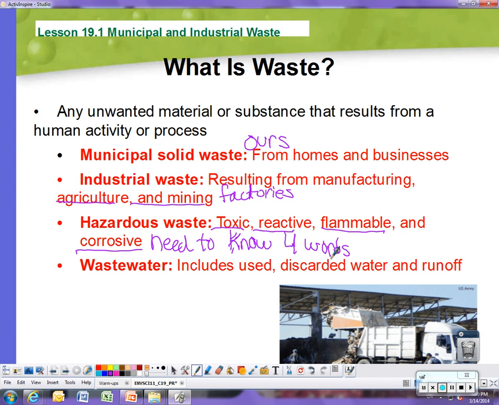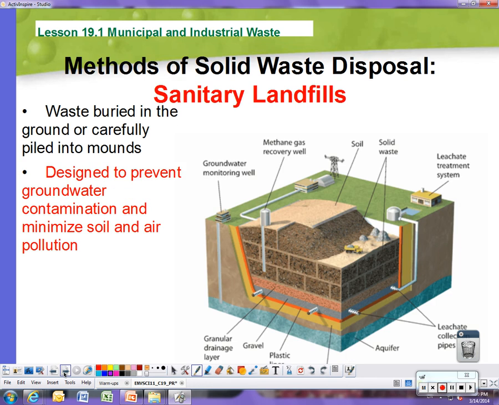All right, I'm going to change slides. Sanitary landfills, you need to know what sanitary landfills are. This is an amazing picture of a sanitary landfill. They're designed to prevent the groundwater contamination and to minimize pollution. And if you look, it doesn't just look like a big dump. On top, you can see random buildings, and then it looks like a big dump, but there's stuff underneath that we can't see. So what you think might be a dump may actually be a sanitary landfill.